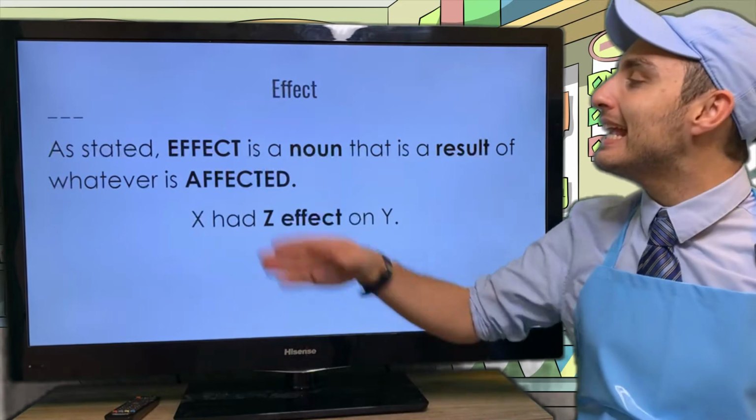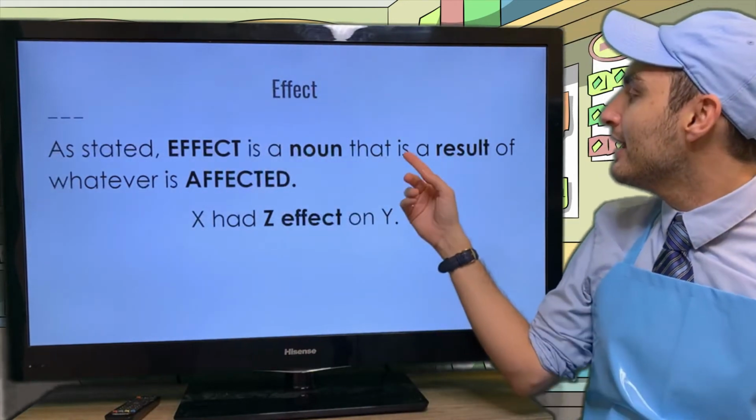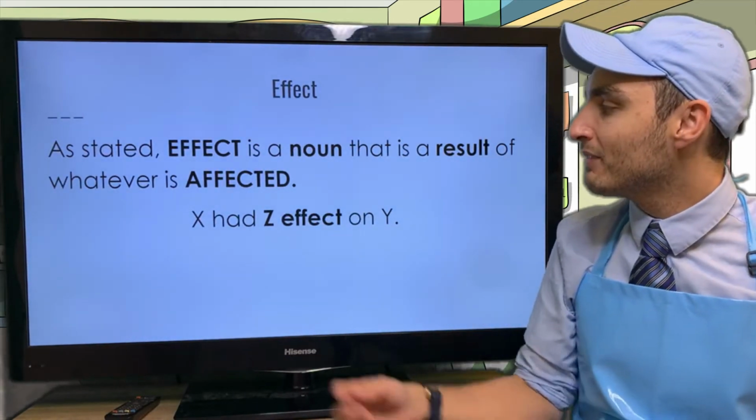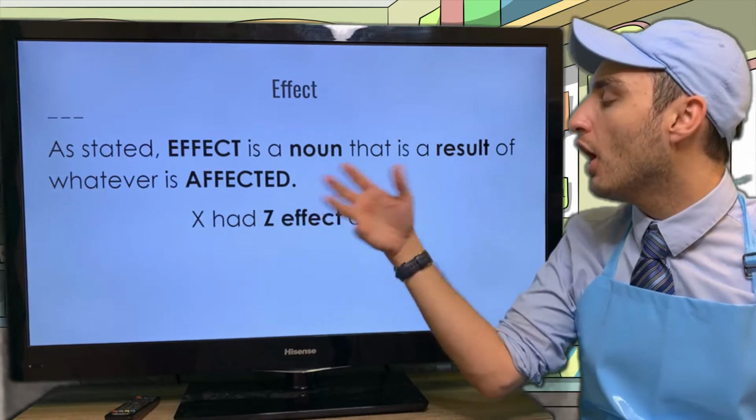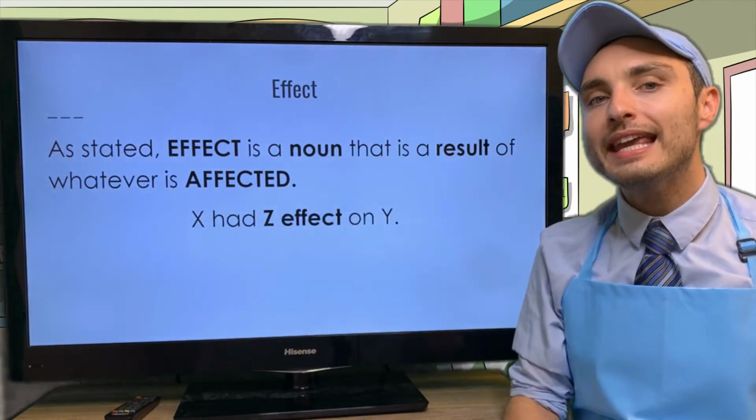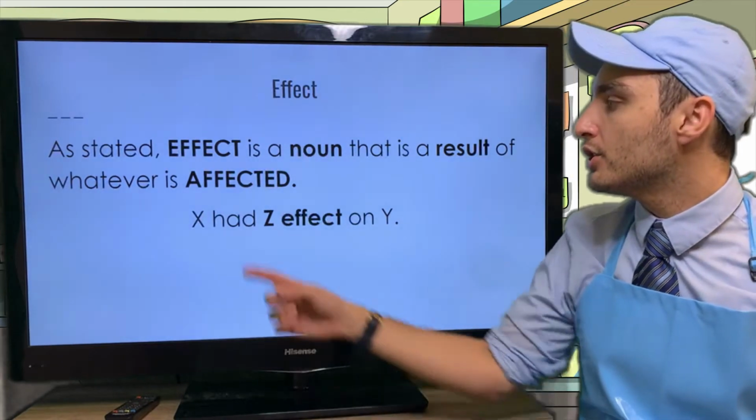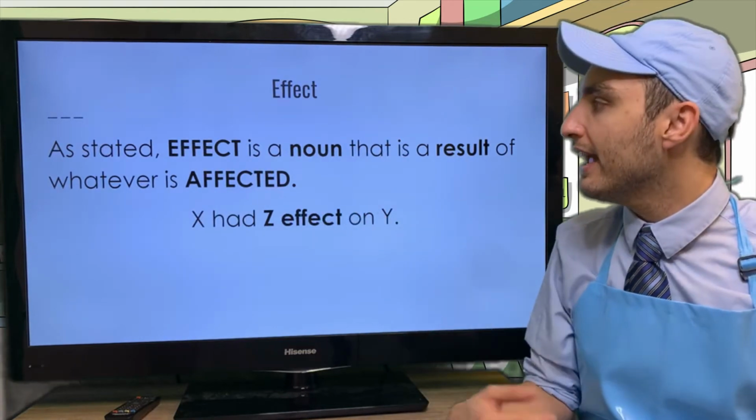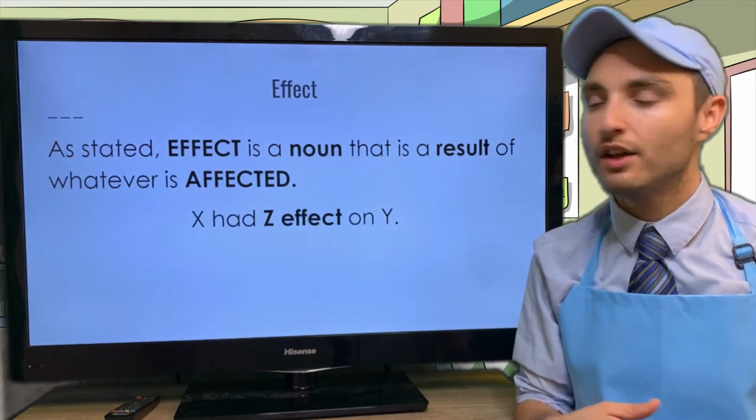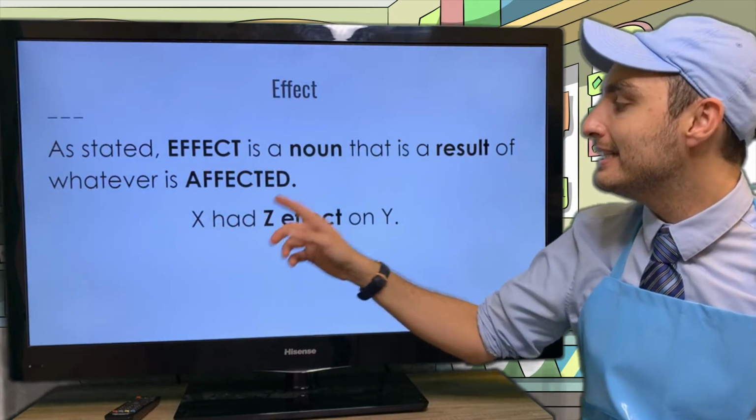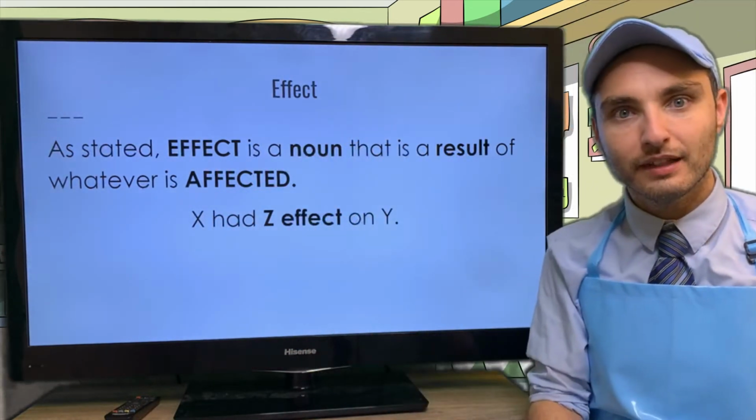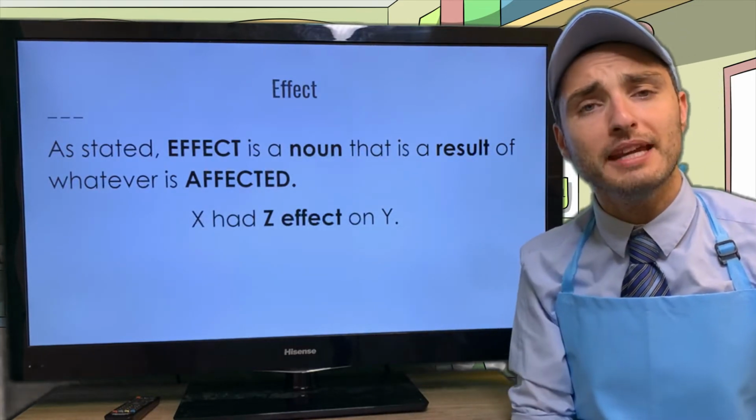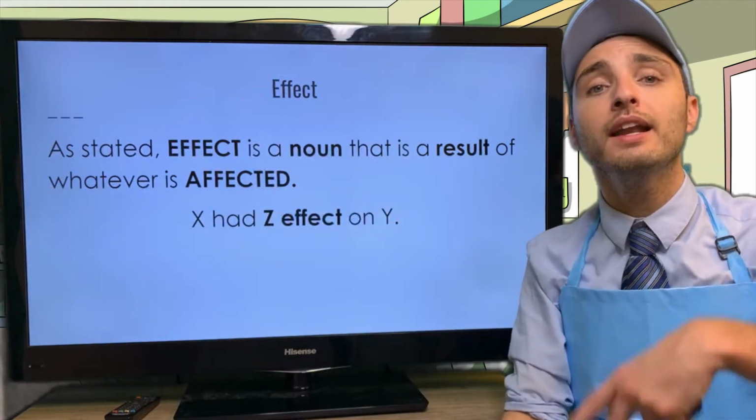So, as stated, effect is a noun that is a result of whatever is affected. All right? So, X had Z effect on Y. So, effect is a result. So X had Z result on Y. We could also think of it as an impact. So X had Z impact on Y. You can see the difference between affect and effect is very much based off parts of speech. One is something and one is what is done.